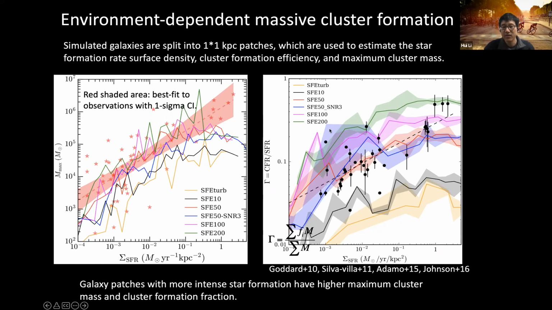On the other hand, there's also a strong correlation between the star formation rate surface density versus the cluster formation efficiency of this region. The cluster formation efficiency essentially describes the cluster formation rate divided by the total star formation rate of these regions of galaxies. There's also a positive correlation. So we find that in our simulation, we reproduce this positive correlation. And we also find that the normalization of these relations really depends on the choice of the star formation efficiency per free-fall time.